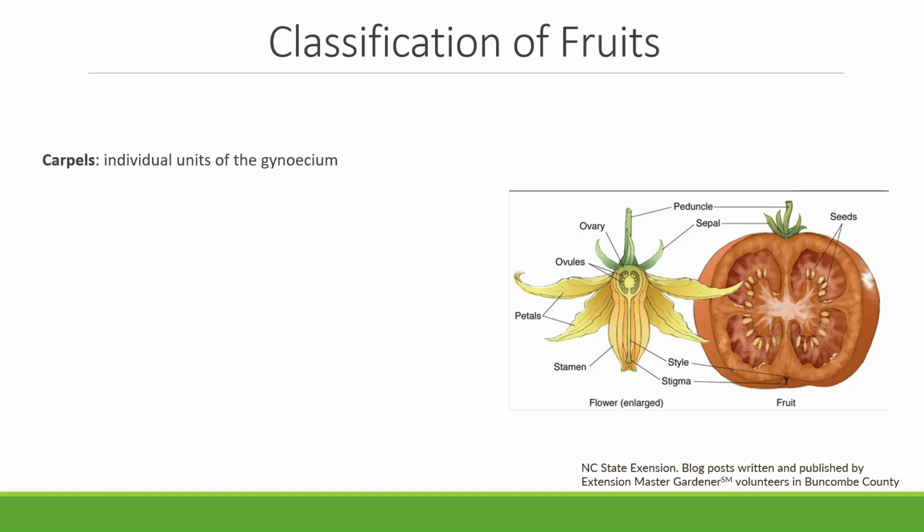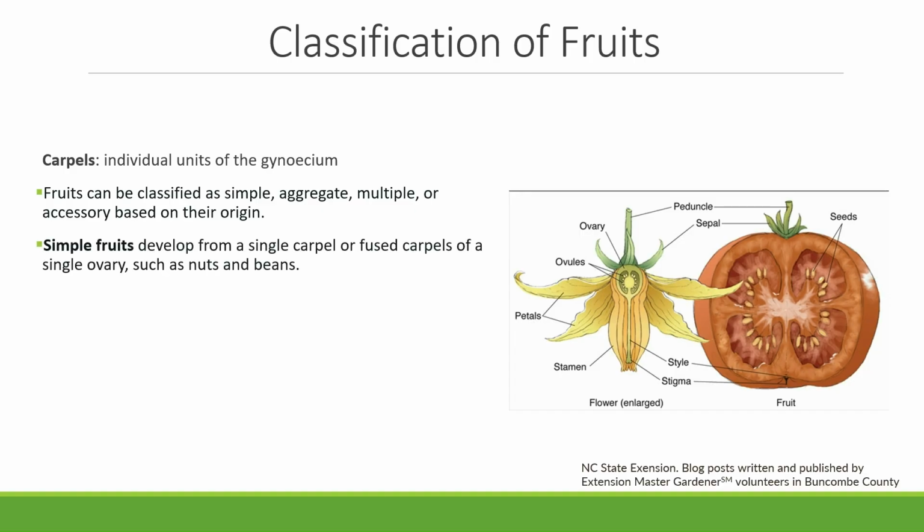Carpels are the individual units of the gynoecium. To make sense of fruit diversity, we classify fruits by how many carpels or flowers contribute to the final structure. Simple fruits develop from a single carpel or from carpels that are fused within one ovary. Because only one ovary is involved, all seeds inside trace back to the same flower. Nuts and beans are a great illustration of this type.